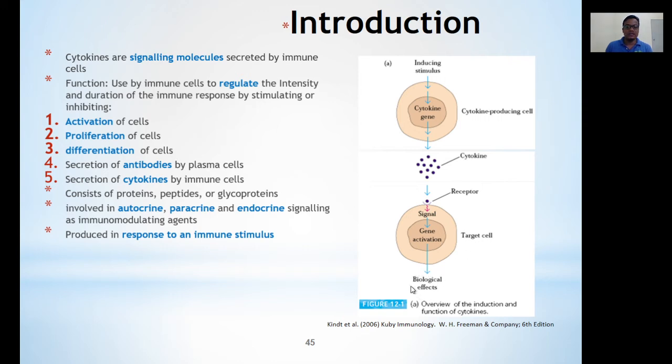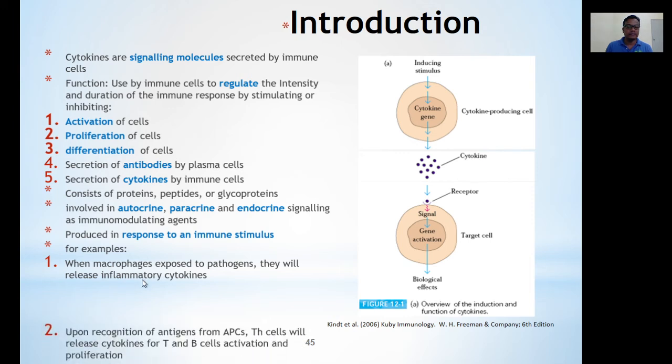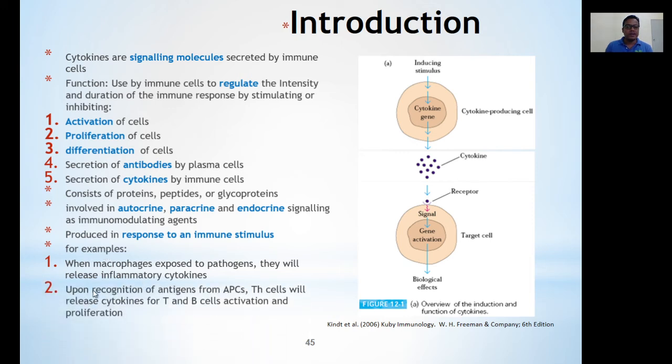biological effects. For example, when macrophages are exposed to pathogens, they will release inflammatory cytokines. Inflammatory cytokines are the cytokines that will enhance or start the inflammation. Second example, upon recognition of antigens by the APCs, T helper cells will release cytokines for the other T cells and B cells to activate and proliferate.